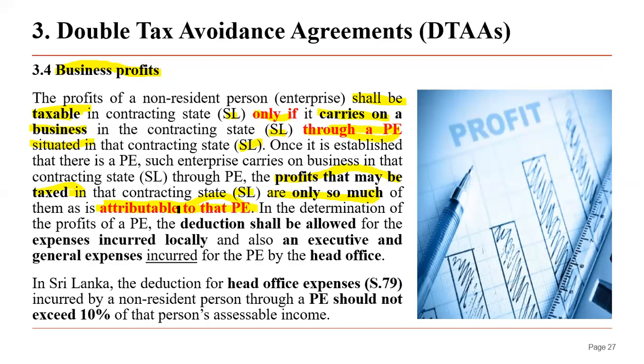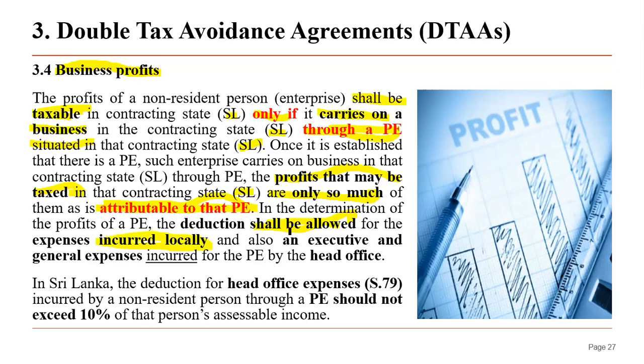So the bold wordings are very important for you to get the concept clear, right? In determining the profit of a PE, the deduction shall be allowed. The deduction shall be allowed for the expenses incurred locally. When you are calculating the profit attributable to that PE, the deduction is also allowed for expenses incurred locally. Whatever expenses are incurred in Sri Lanka relating to that PE, they can deduct.